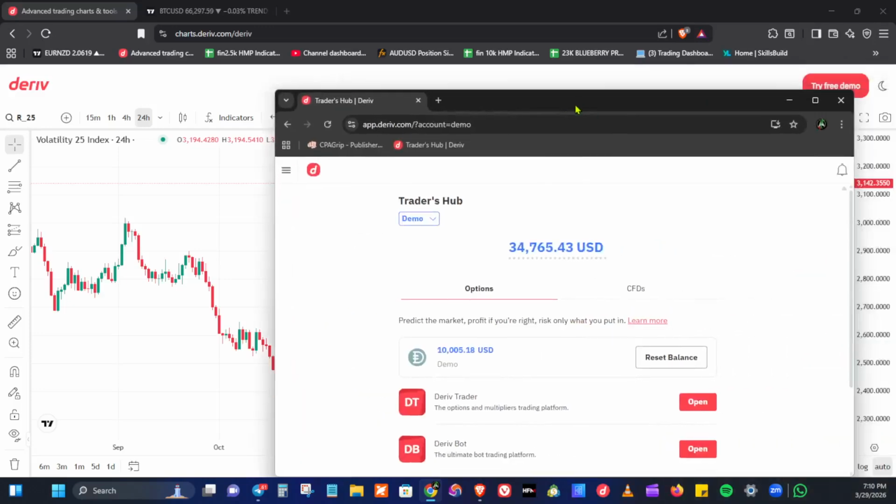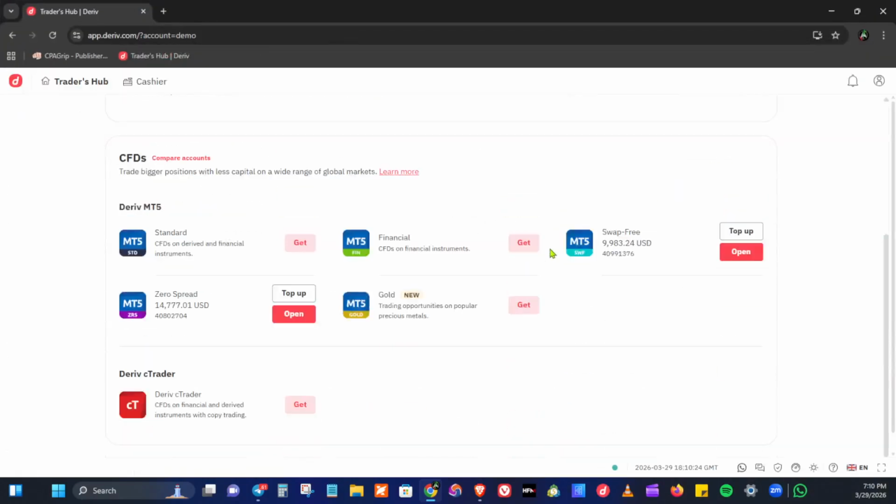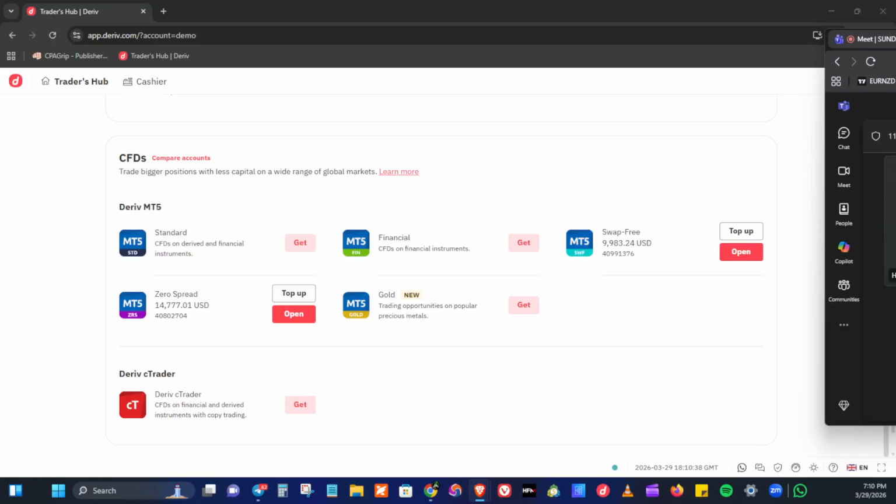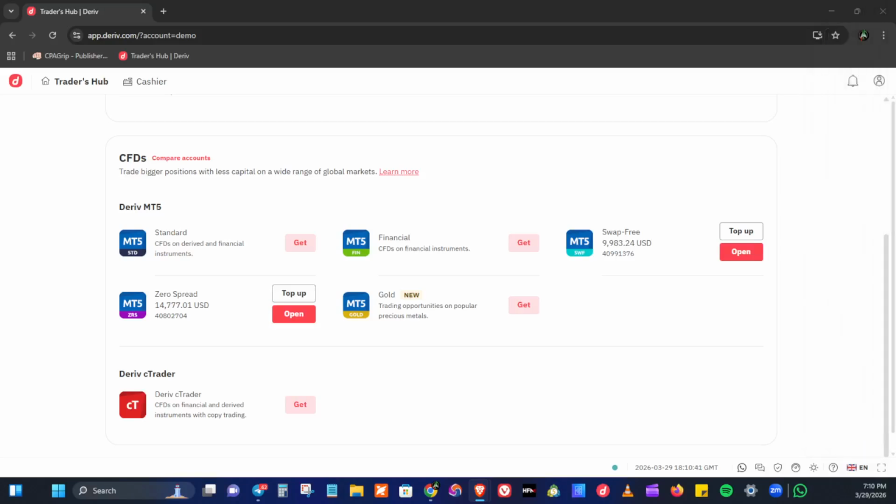So this is Deriv Synthetics. This is actually a demo account. You have different types of accounts: the zero spread account, the swap free account, and then also the gold and the financial zero spread standard. The one I'll suggest you guys should open is the swap free account. So you click on open, and then you'll be able to generate your username and password. You now go to your MT5 account and log in on that.